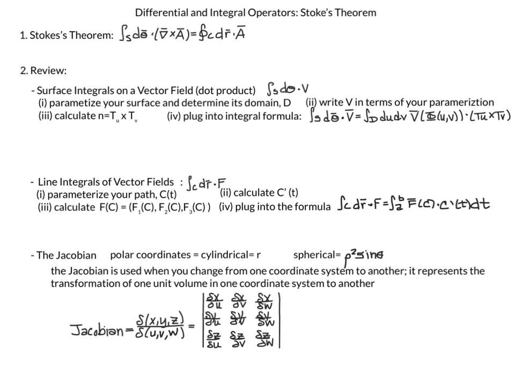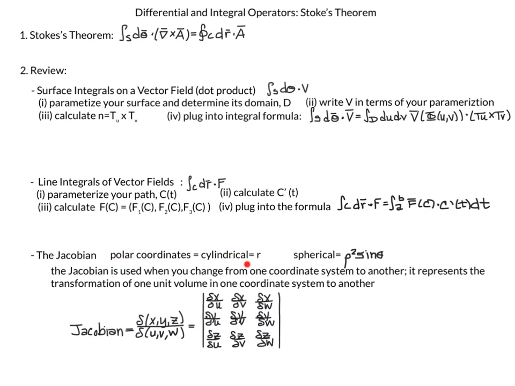The last thing to review is the Jacobian, which we had talked about in our last video about Gauss's theorem. So the Jacobian is used when you change from one coordinate system to another, and it represents the transformation of one unit volume in one coordinate system to another. And this is the formula in general if you're translating from the XYZ coordinate system to the UVW system. It's this determinant here.